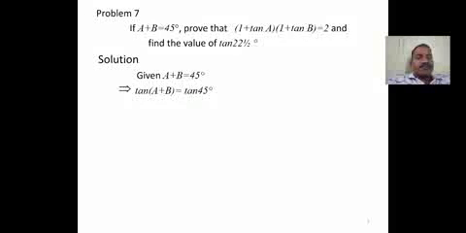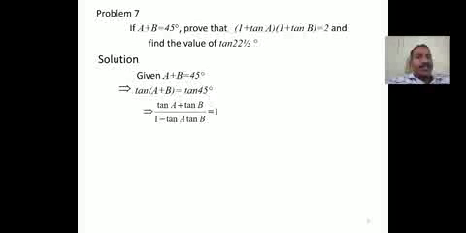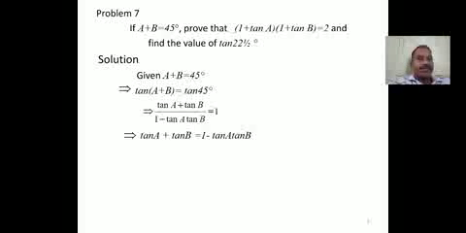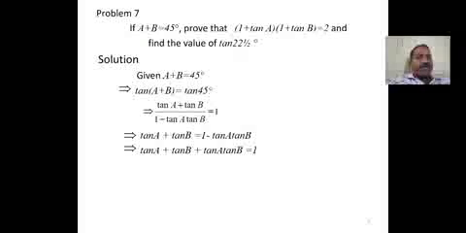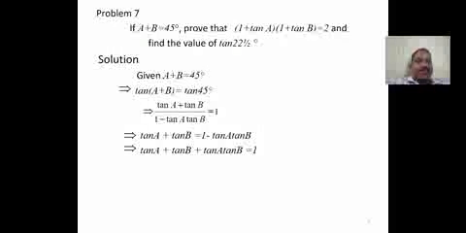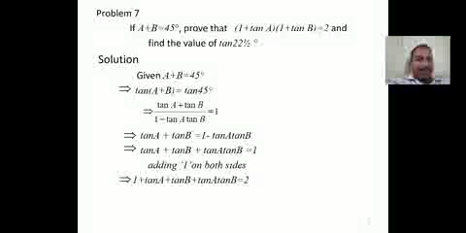Tan of a plus b equal to tan 45. Tan a plus tan b by 1 minus tan a tan b is equal to tan 45, which is 1. By cross multiplying, tan a plus tan b equal to 1 minus tan a tan b. Now this tan a tan b take left hand side, tan a plus tan b plus tan a tan b equal to 1. And now in this case, if you add 1 on both sides, then we will get 1 plus tan a plus tan b plus tan a into tan b equal to 1 plus 1, 2.